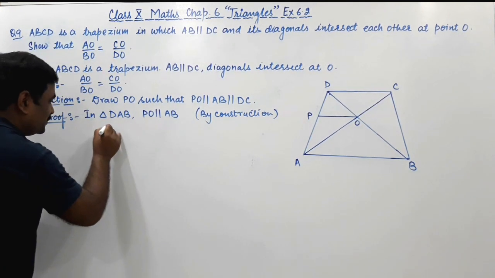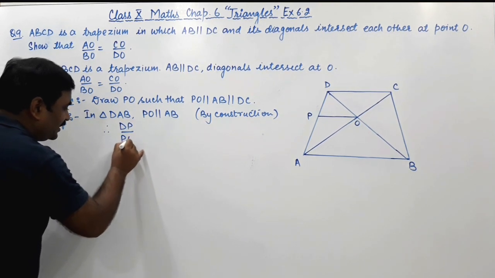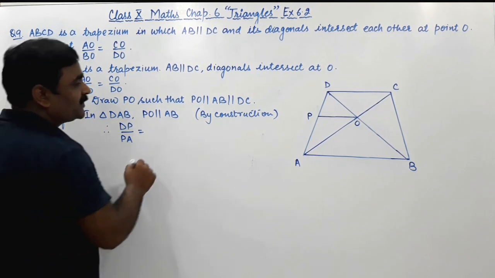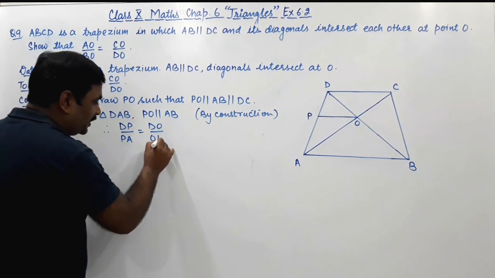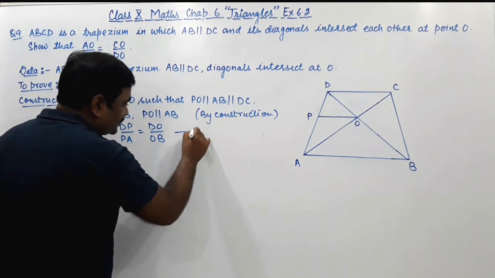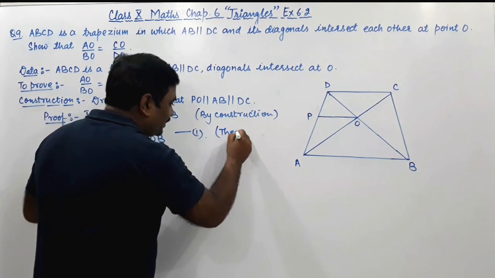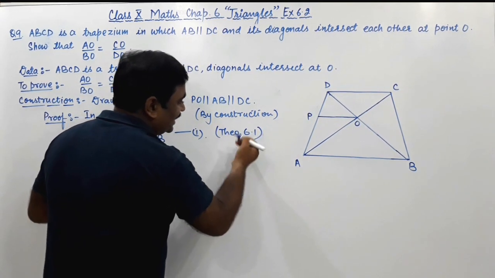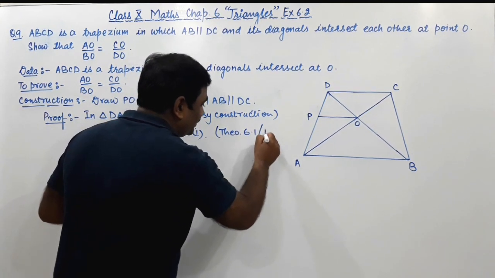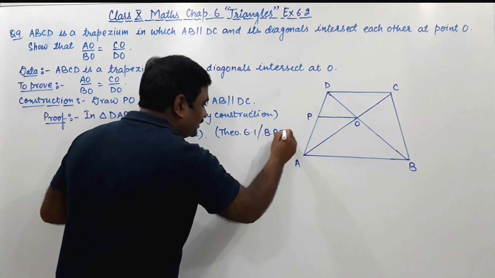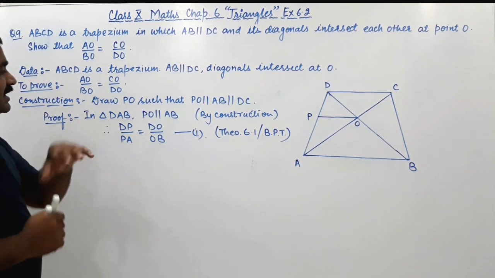Okay, so we can say that DP upon PA equals to DO upon OB. इससे it is equation number 1. And how you have written? By theorem 6.1, या फिर आप इस theorem को basic proportionality theorem भी लिख सकते हैं. और BPT, इसको भी बोल सकते हैं आप, बेसिक प्रोपोर्शनैलिटी थ्योरम, राइट? इट इज इक्वेशन नंबर 1.